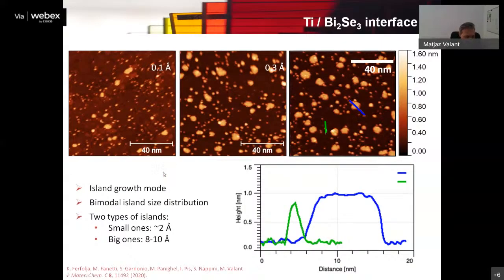So I will start this story with titanium. We deposit titanium on bismuth selenide. Titanium has often been used as a diffusion barrier for other films. But people have noticed some strange behavior, and they never really analyzed what is going on. And you will be surprised now. First of all, we deposit titanium on top of bismuth selenide, and the titanium grows in an island growth mode, forming islands with a bimodal size distribution.